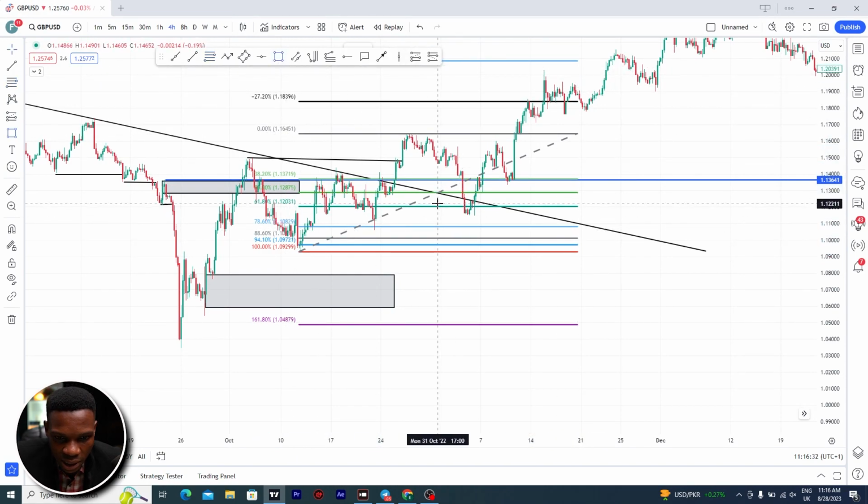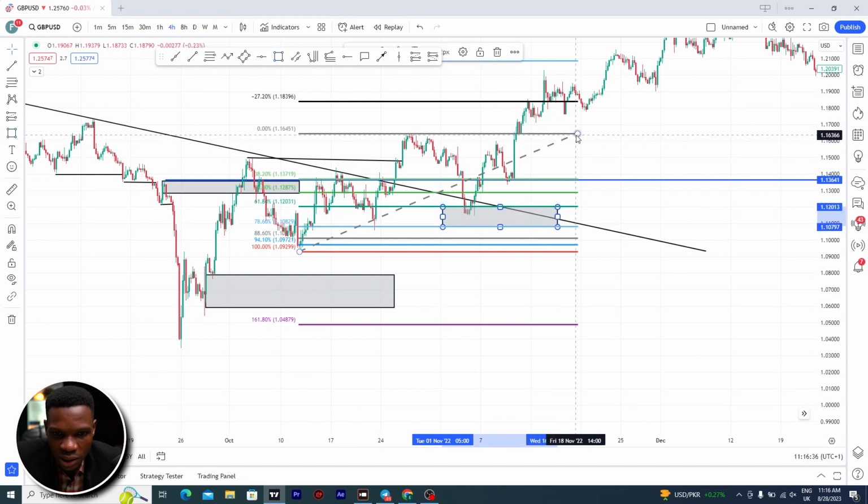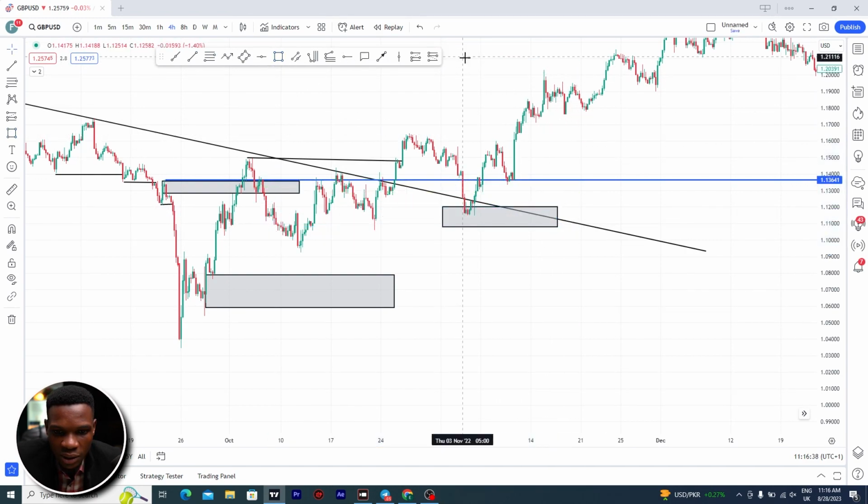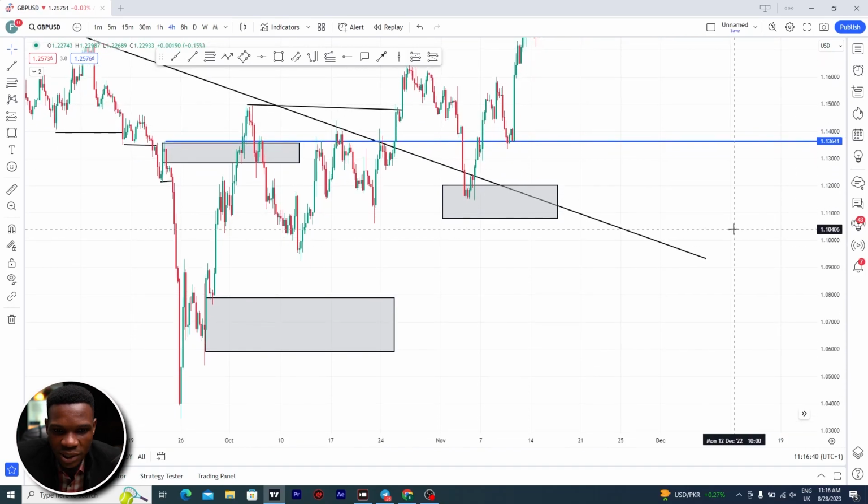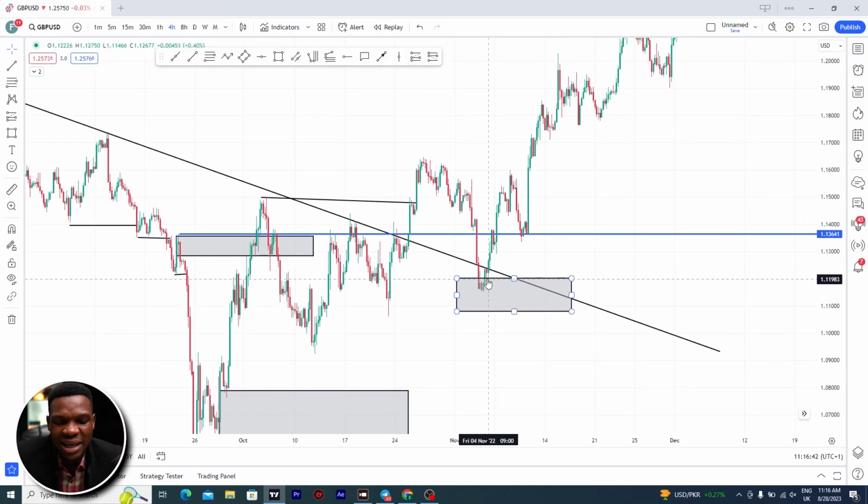Then where's my Fibonacci? And 61.8. You see? So this is where I'll be looking to take my entry. Exactly here. I will scale down to the lower time frame and look for a possible entry position. And this is how I'll have positioned it.